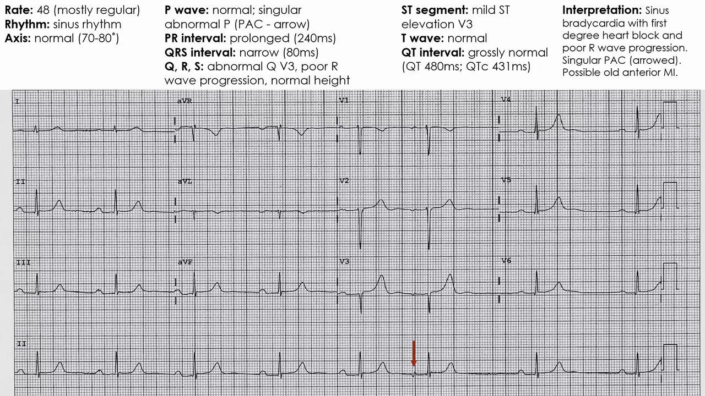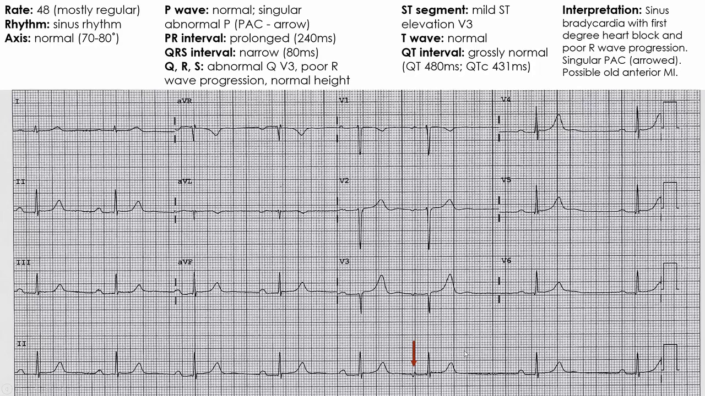Alright, so interpretation. This is a sinus bradycardia with a first degree heart block and poor R wave progression, which essentially indicates a prior anterior myocardial infarction. There's a singular premature atrial contraction, which isn't particularly significant on its own, just something to point out.